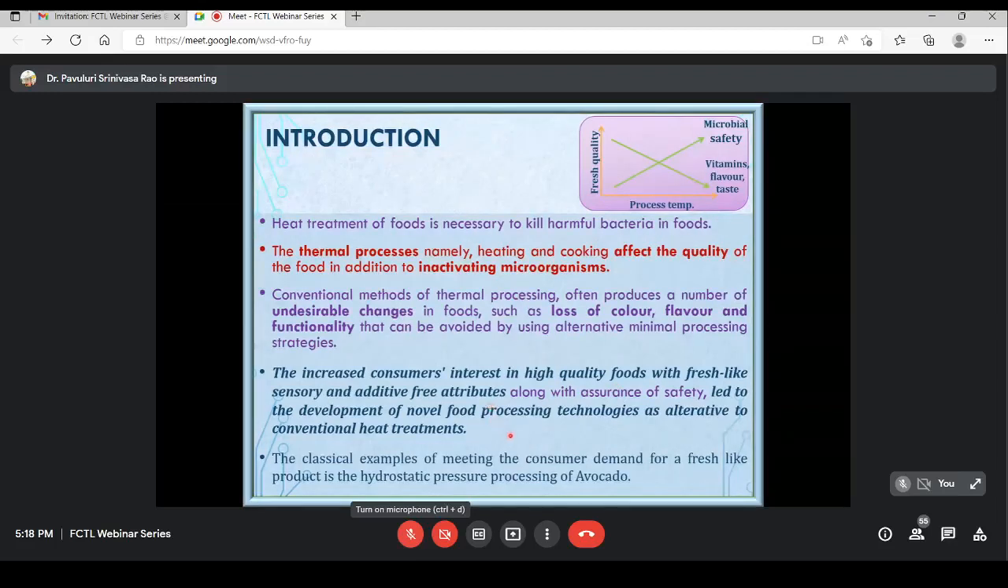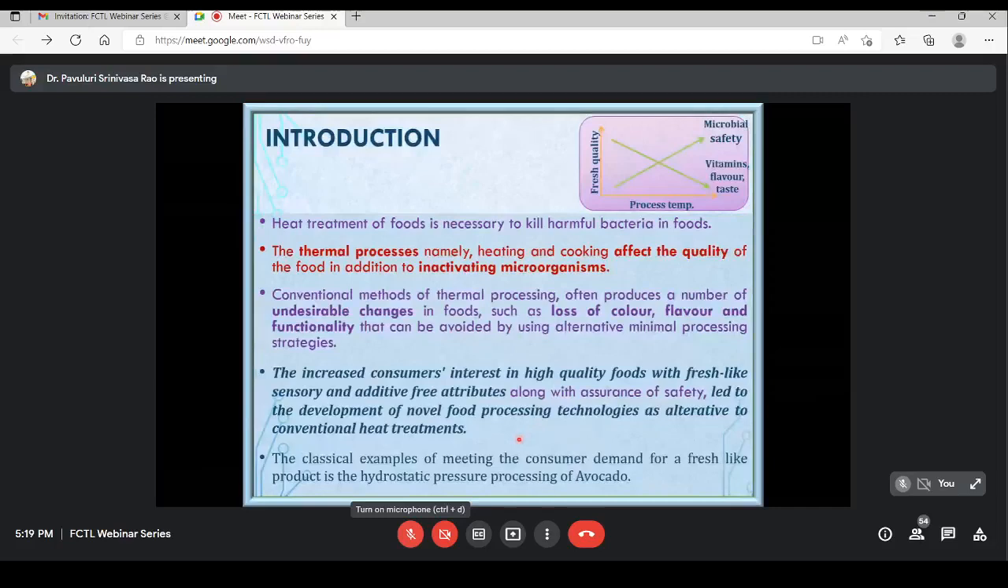Whereas consumers, in the current scenario, are always interested in high quality products with fresh-like sensory attributes, preferably without any kind of additives or chemical preservatives. And of course these products should ensure safety. Meeting this demand obviously needs some kind of alternative technologies, so non-thermal technologies are picking up in a big way.